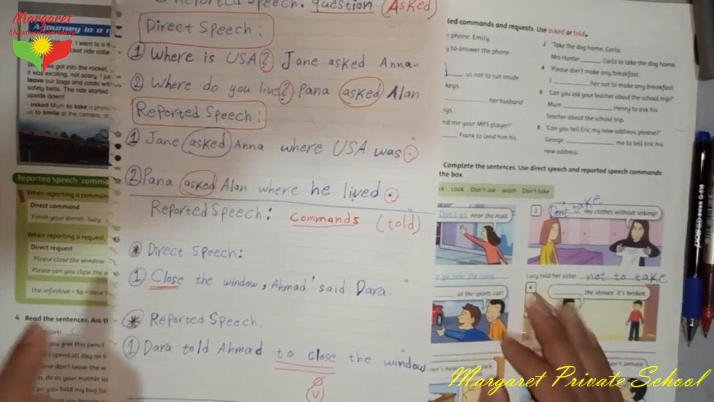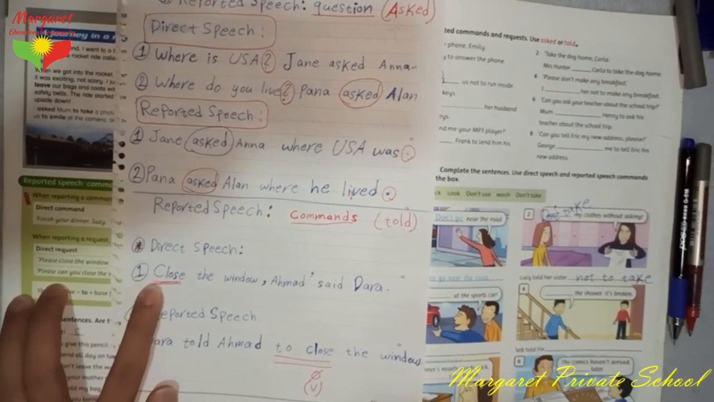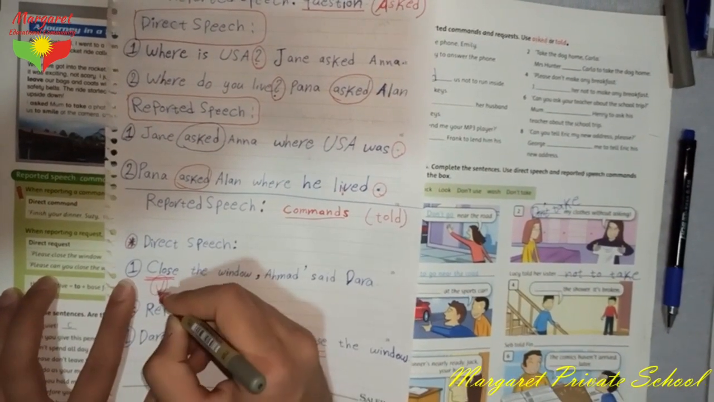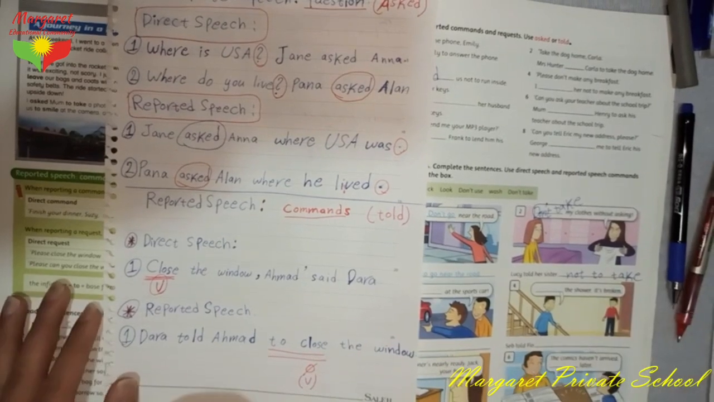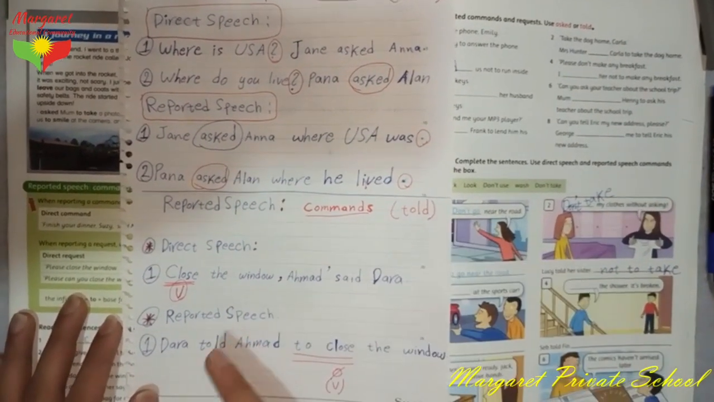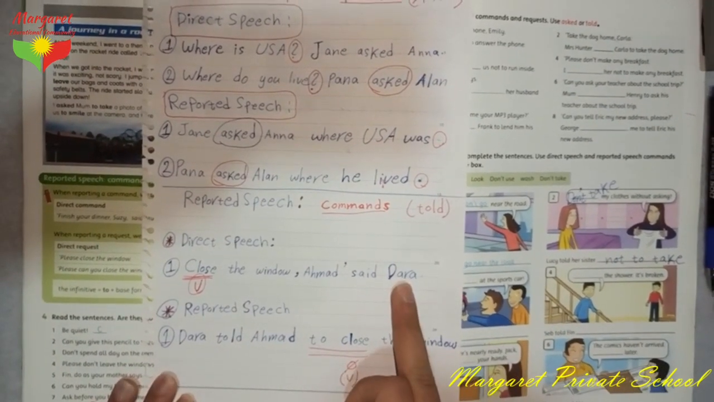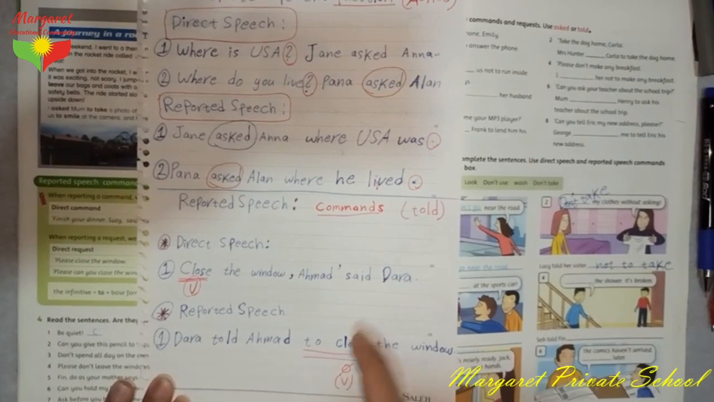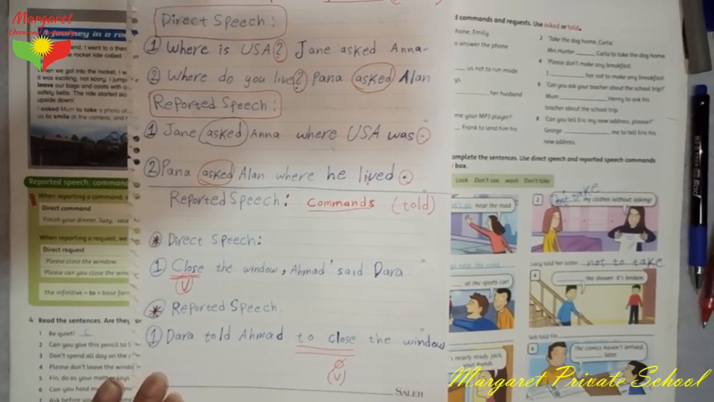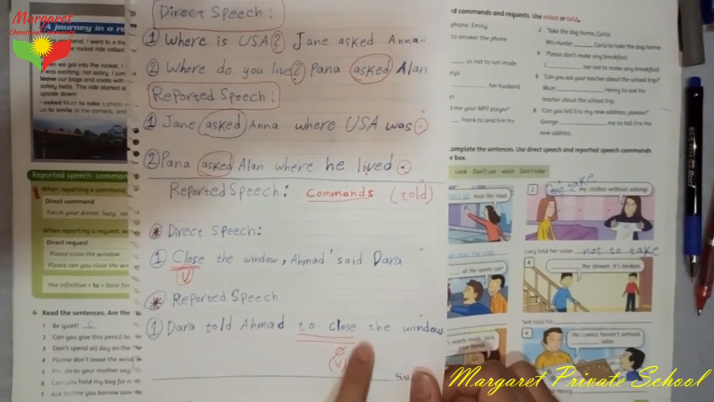For example, look at this one. Close the window, Ahmad, said Dara. Close is a verb. So it starts with a verb. And let me show you how to change this direct speech to reported speech. As usual, we write down Dara here because Dara told Ahmad. Dara told Ahmad to close the window.